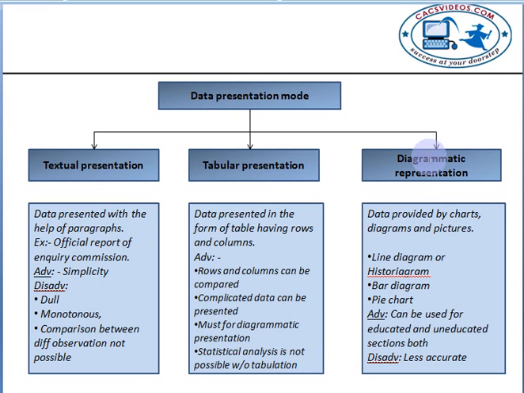And the final mode of data presentation is called diagrammatic presentation. Here data is presented in the form of charts, diagrams, or pictures. There are three types of diagrams we can present here: line diagram, bar diagram, or pie chart. The advantage is that it can be used for both educated and uneducated sections. Anyone can understand by looking at the diagram. The disadvantage is that accuracy is very low in this type of presentation of data. We'll discuss diagrammatic presentation in detail in our next slide.